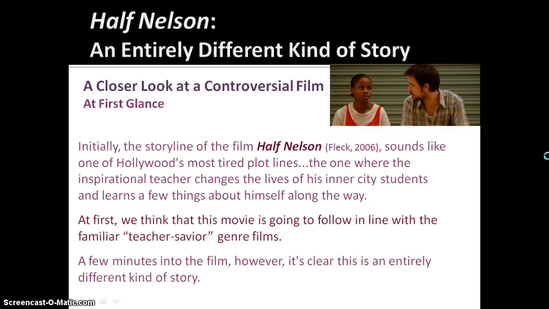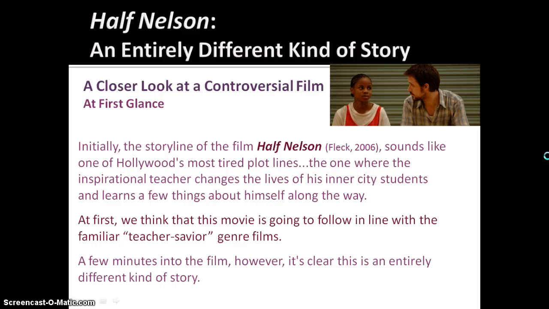A closer look at the controversial film. Initially, the storyline of Half Nelson sounds like one of Hollywood's most tired plot lines, the one where the inspirational teacher changes the lives of the inner city students and learns a few things about himself along the way. At first, we think that this movie is going to follow in line with the familiar teacher-savior genre films. However, a few moments into the film, it's clear this is an entirely different kind of story.